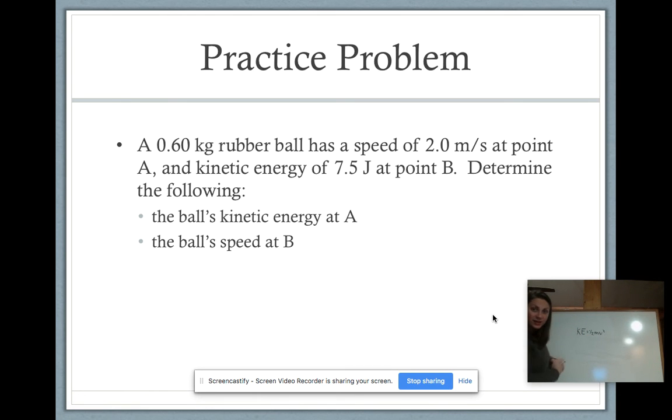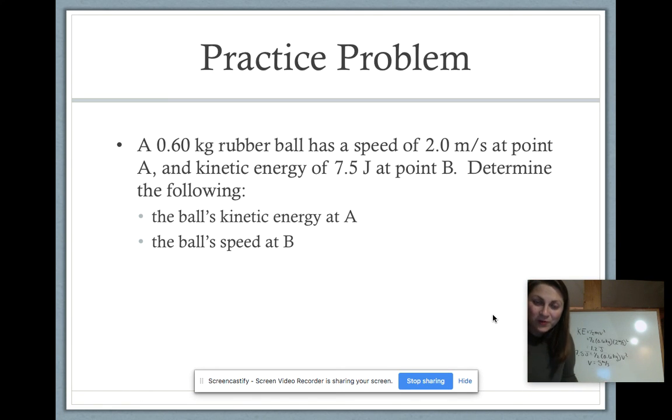So using our kinetic energy equation again, we put in 1/2 times 0.6 kilograms times 2 meters per second squared to find the kinetic energy to be 1.2 joules at point A. Then at point B, it says it has 7.5 joules of kinetic energy, same mass, 0.6 kilograms times v squared, and we find the velocity to be 5 meters per second.